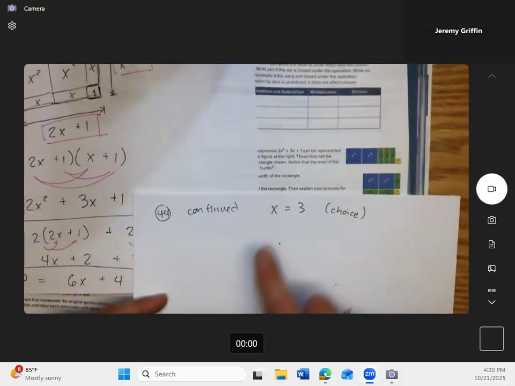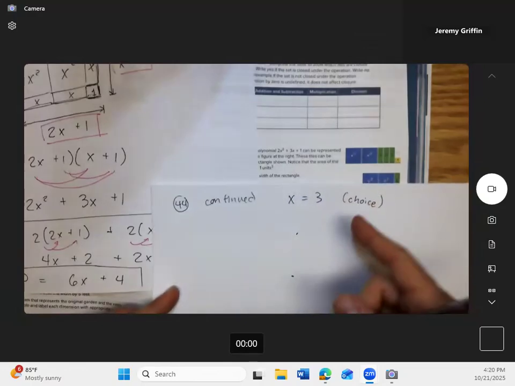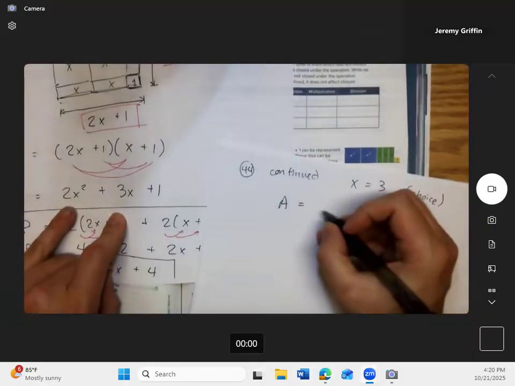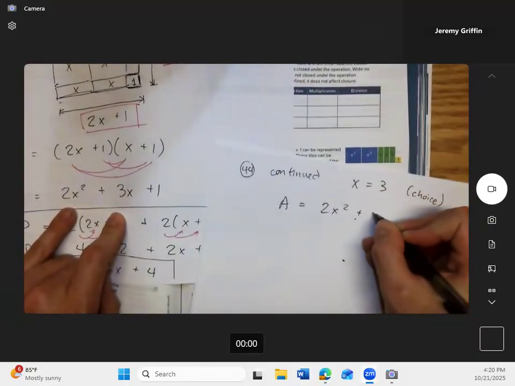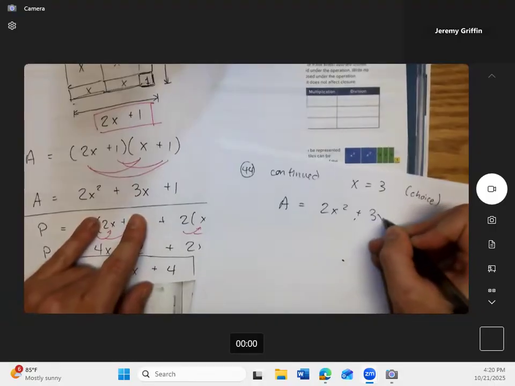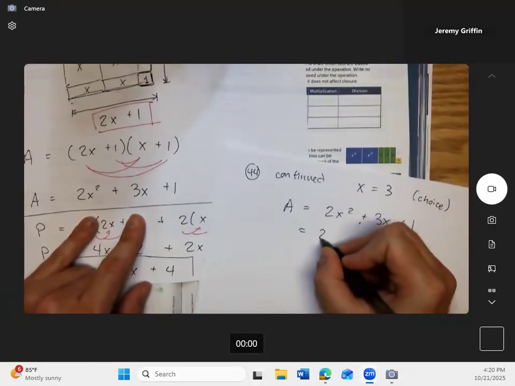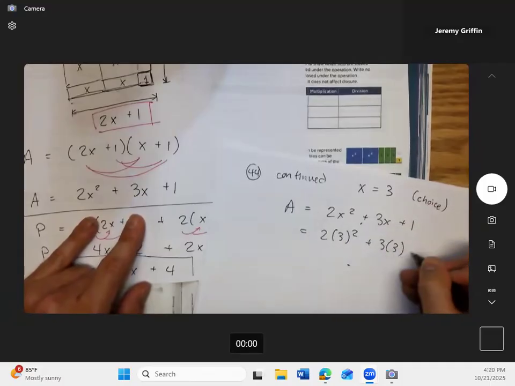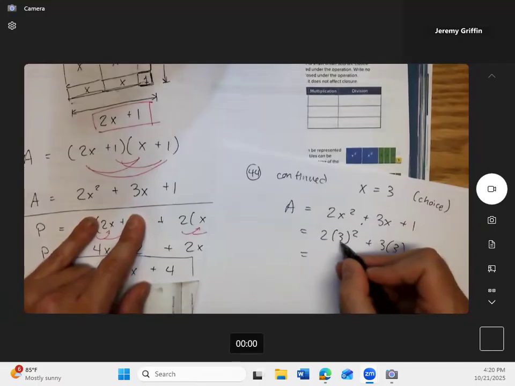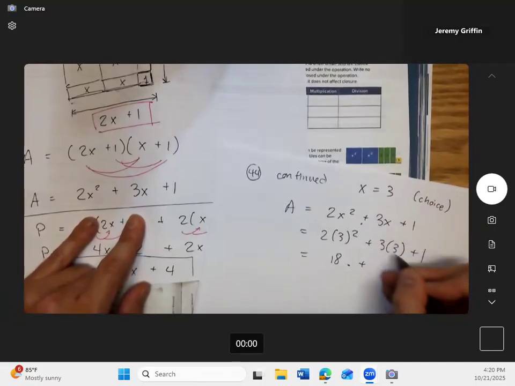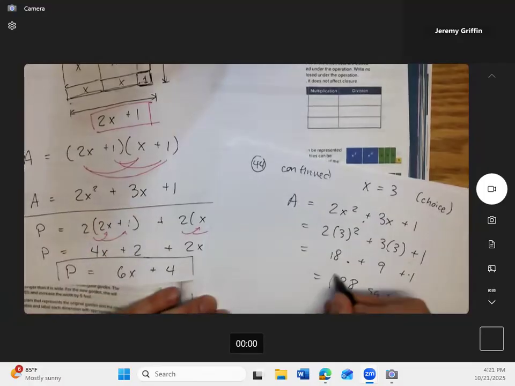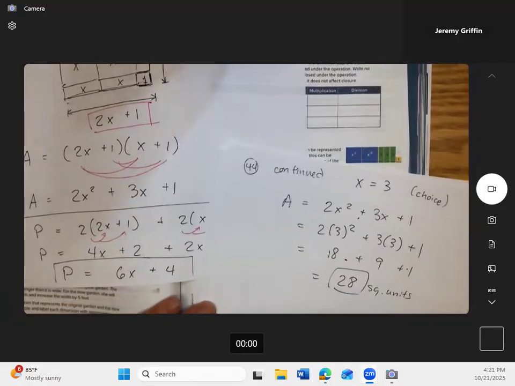Now, if that's true, then what would the area be? What would the perimeter be? Okay, so let's start with area. So area, we got was 2x squared plus 3x plus 1. But that would be like 2 times 3 squared plus 3 times 3 plus 1, which is 3 squared is 9 times 2 is 18. 3 times 3 is 9. Plus 1. It's like 28 square units. So area is 28. Okay. Is that true?